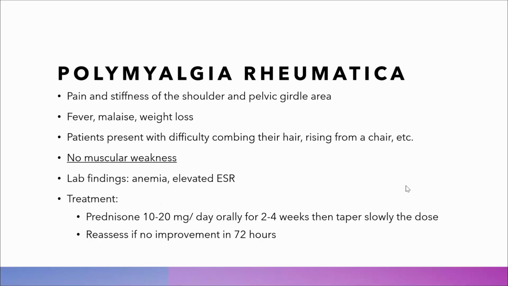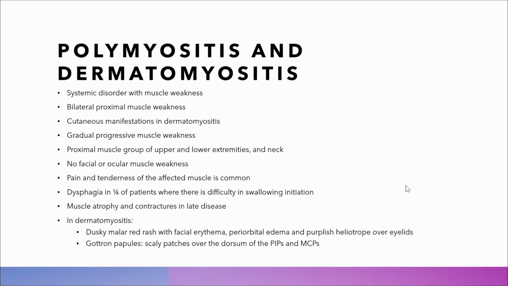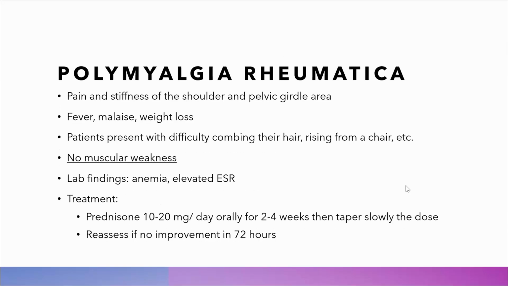Polymyalgia rheumatica, though, is pain, stiffness, no weakness. So again, polymyositis, weakness. Polymyalgia rheumatica, pain, stiffness, no weakness. That's the key, the muscle weakness, to differentiate between polymyositis and polymyalgia rheumatica. Polymyalgia rheumatica, anemia with elevated ESR, again, we give prednisone as a treatment. If there's no improvement, then we have a wrong diagnosis. So let's reevaluate.